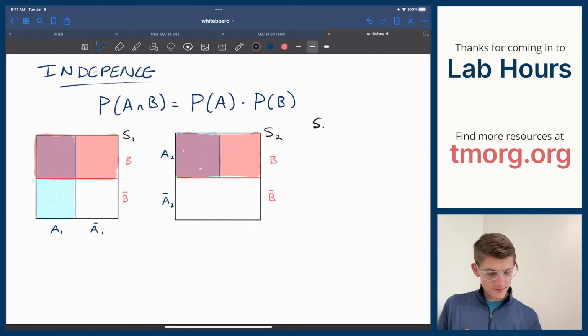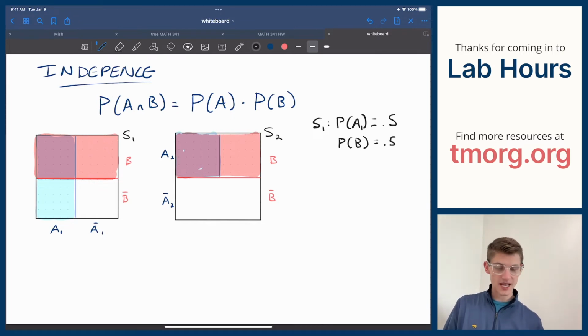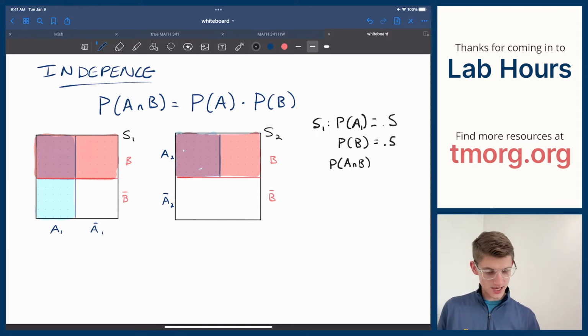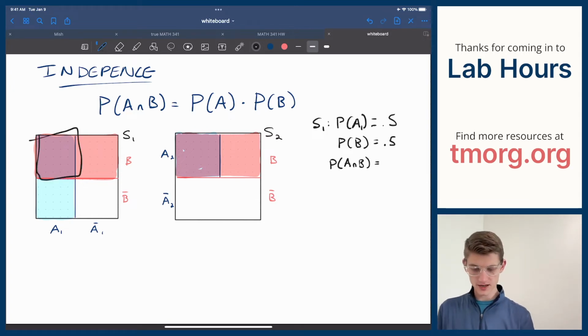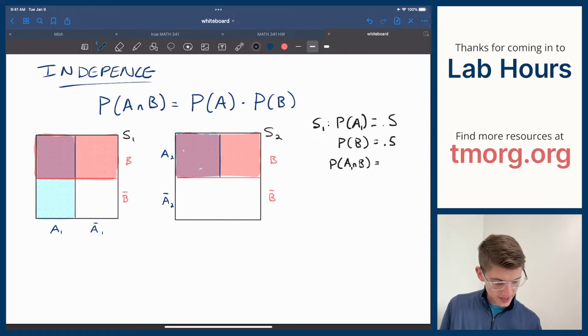So in set 1, the probability of A, let's call that probability of A1, I have tried to split it in half. We're going to treat that as equal to 50%. The probability of B is always going to be half in this setting, right? And so we can also see that the probability of A intersect B is equal to 1/2 times 1/2, or a quarter. It's a quarter up here in set 1. So the probability of A1 intersect B is equal to 0.25.